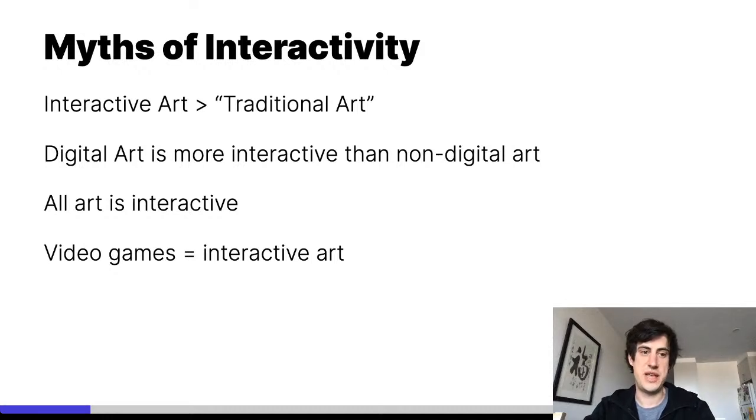One of the other myths is that digital art is more interactive than non-digital art. So we'll have a look at some examples of digital art that is certainly not more interactive than non-digital art, because we've started at a point in which we've at least looked at some non-digital art that is interactive.